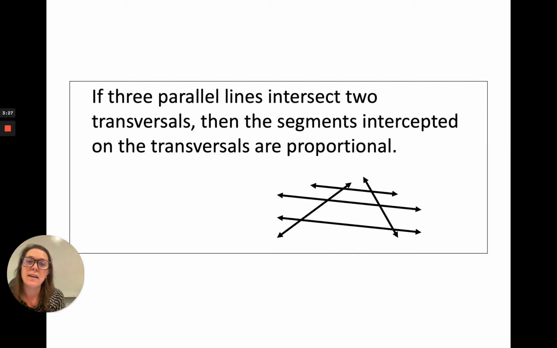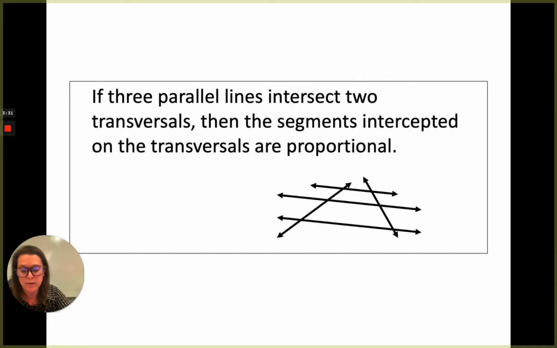All right, our next theorem states that if 3 parallel lines intersect 2 transversals, then the segments intercepted on the transversals are proportional. So again, you've got 3 lines that are going to be parallel. So this line's parallel to this line, which is parallel to that line.